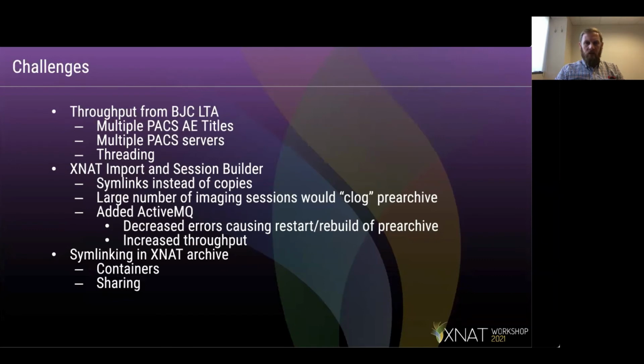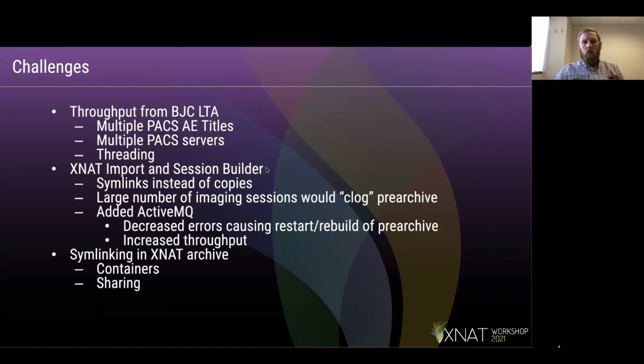So some of the challenges that we've come across, we'll talk about as we go along. The throughput from the BJC long-term archive was a hurdle first and foremost. We were able to get multiple PACS AE titles, and there are multiple servers, the different MIRRIR instances of the long-term archive. So we were able to get access to all of those, and they also allow us to run a certain number of threads.